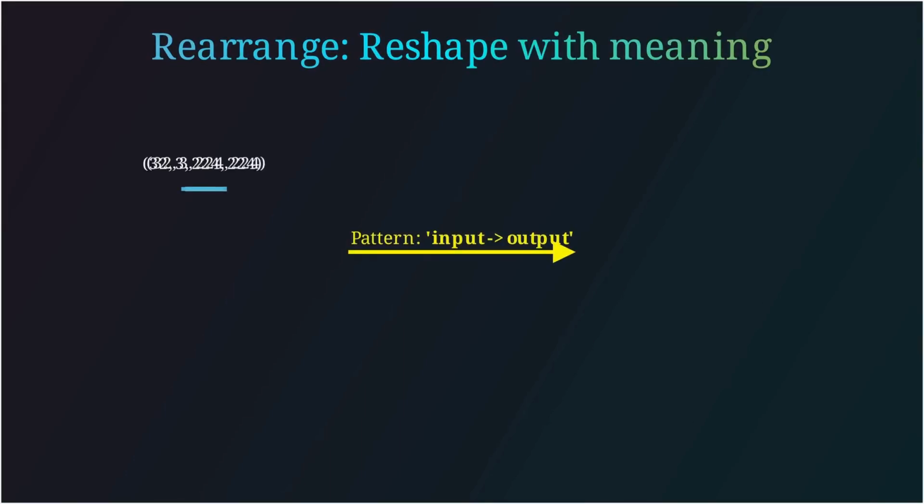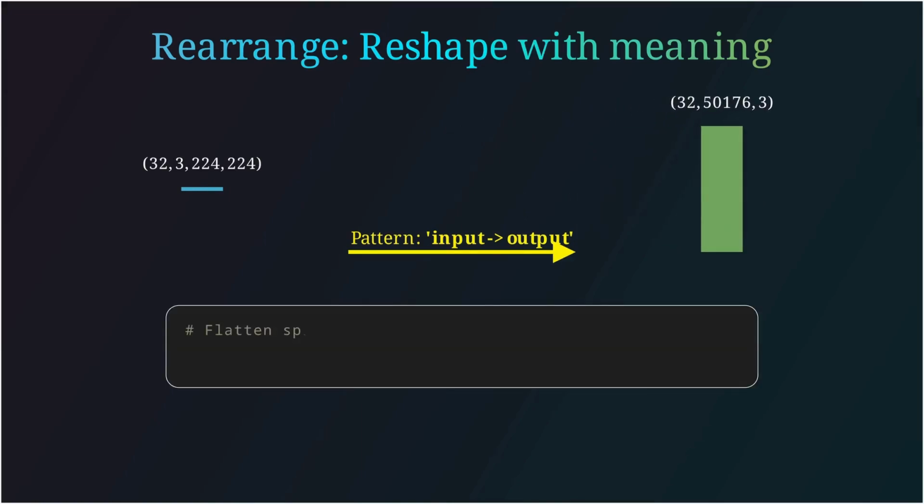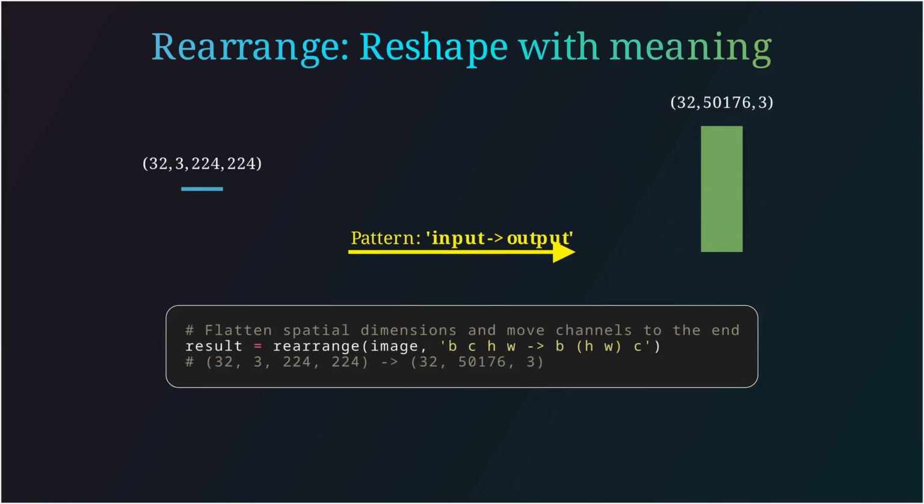Images with shape 32, 3, 224, 224. We want to flatten spatial dimensions and move channels to the end. The parentheses tell Einops to multiply height by width. The output becomes 32, 50,176, 3.